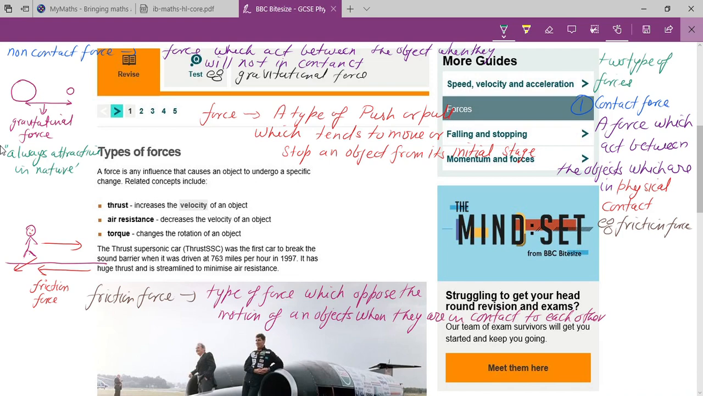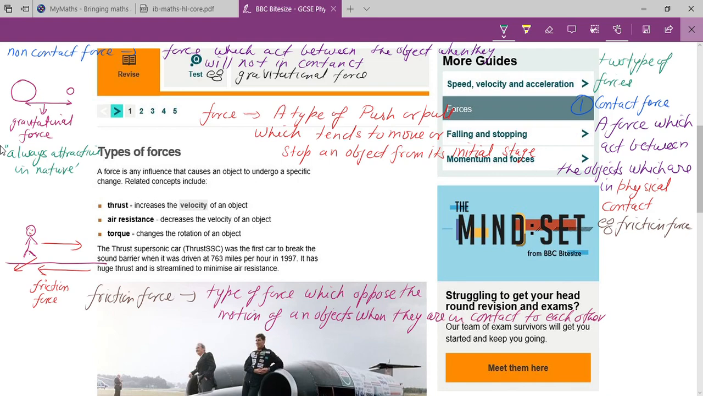Now, force is any influence that causes an object to undergo a specific change. You can also understand force as a cause which tends to change the shape or size of an object. Whatever I am not writing here, I am explaining verbally to you. When you watch your video, you will understand it clearly, and if you watch it many times, you will gain efficiency.